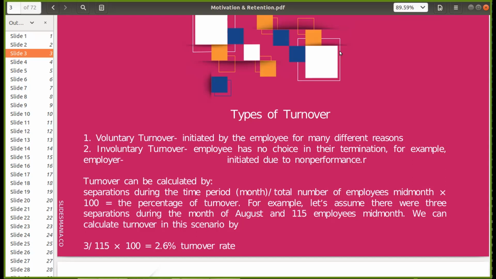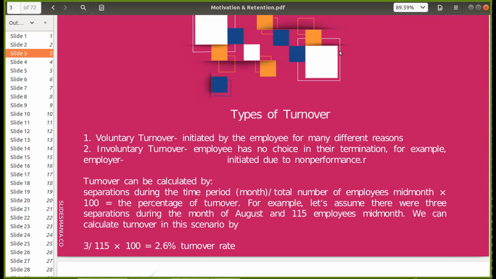Pag involuntary turnover naman, employee has no choice in their termination. Natanggal sa trabaho. For example, employee or employer rather initiated due to non-performance. Okay? So yan yung sa involuntary turnover.